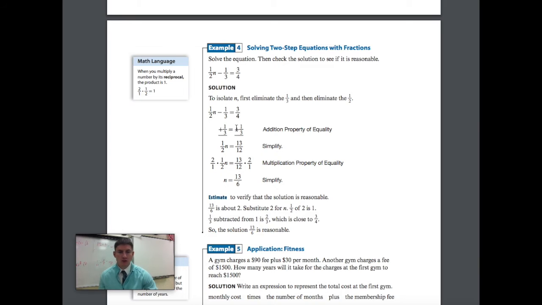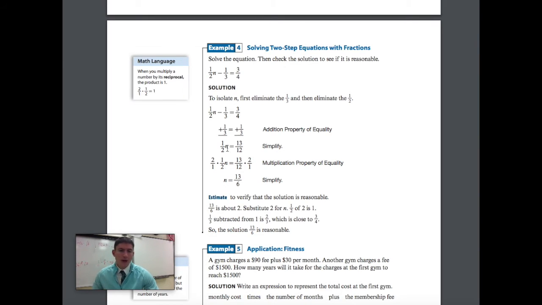Now to add 3/4 and 1/3, you've got to have a common denominator. In this case, it's going to be 12. You add those numbers together, you get 9/12 plus 4/12, and you get a total of 13/12.